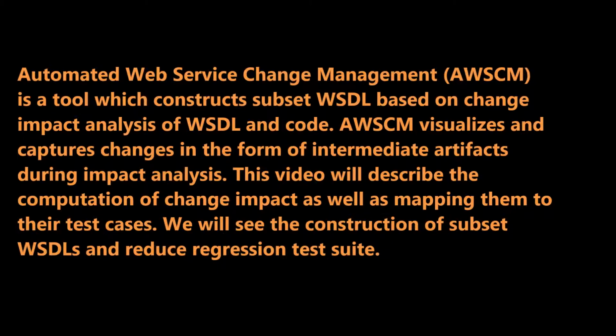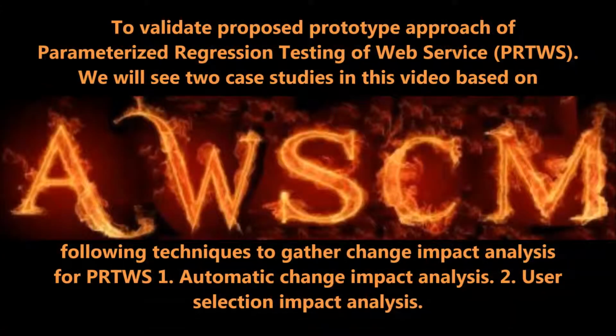Awesome visualizes and captures changes in the form of intermediate artifacts during impact analysis. This video will describe the computation of change impact as well as mapping them to their test cases. We will see the construction of subset WSDLs and reduced regression test suite. To validate the proposed prototype approach, a parameterized regression testing of web service, PRTWS, is used. We will see two case studies in this video based on the following techniques to gather change impact analysis for PRTWS.